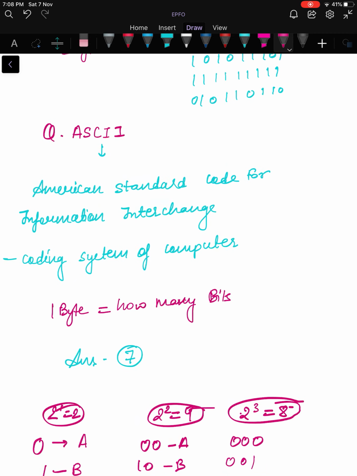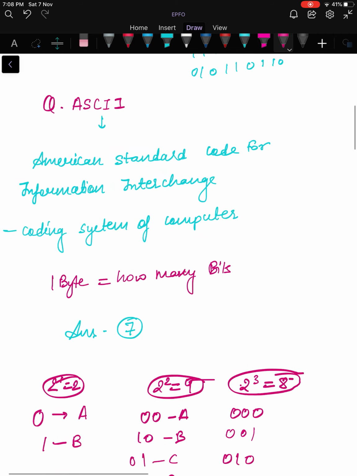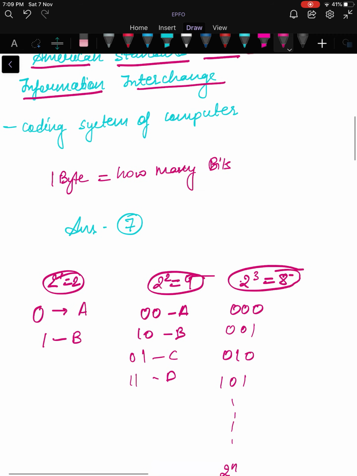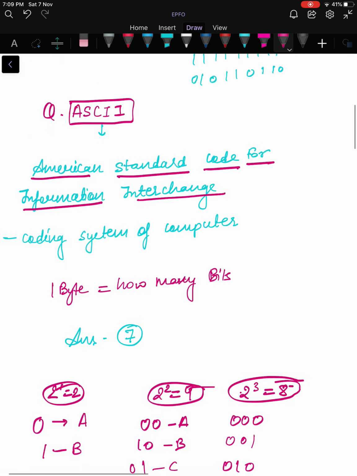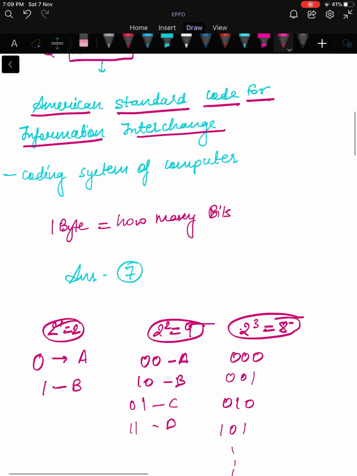Then they asked a question, what is ASCII? It's America's Standard Code for Information Interchange. So what is the full form of ASCII? It is American Standard Code for Information Interchange. It is a coding system for computers.